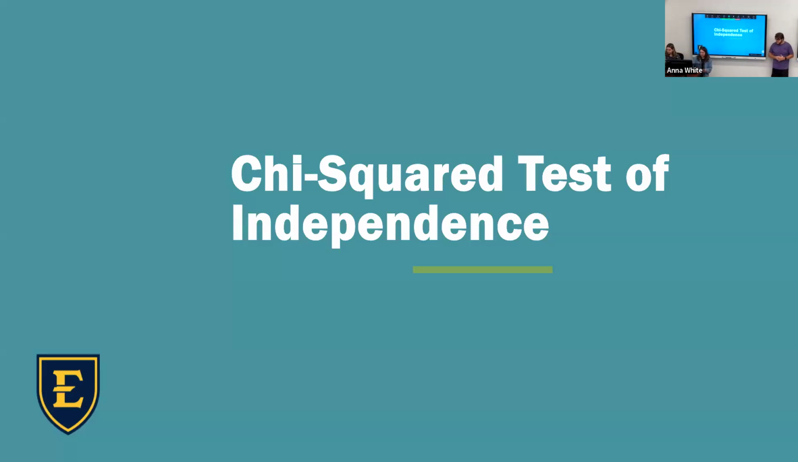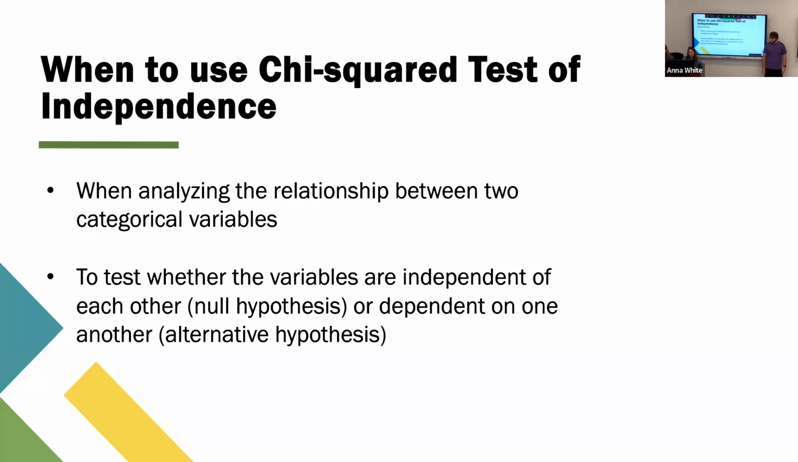Okay, so let's talk about the chi-square test of independence. When would you use the chi-square test of independence? Basically, you'll use that when you're looking at the possible relationship between two categorical variables, and in particular, to test whether the variables are independent of each other or dependent on each other.